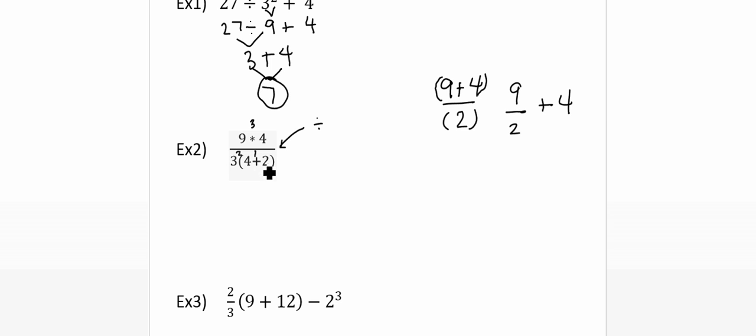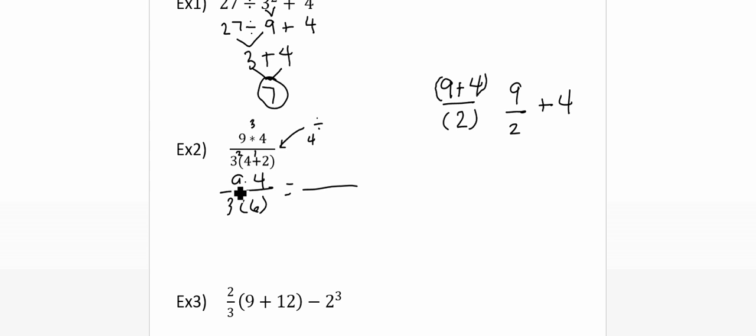So parentheses first, then multiplication. I could actually do either one first. It doesn't make a difference as long as I divide last. So division is going to be fourth. Okay? So let's go through that. So 9 times 4 over 3 parentheses 4 plus 2 is 6. Okay? Go ahead and do the next step.